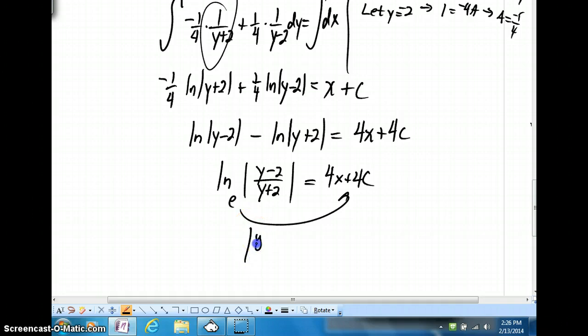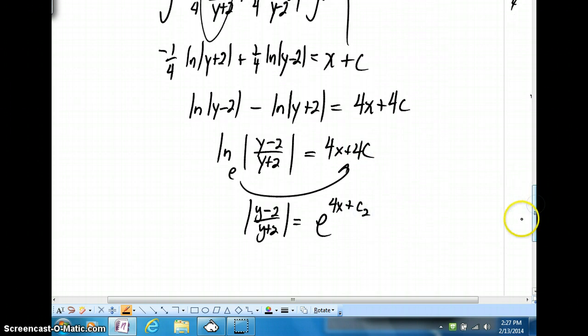And we'd have absolute value of y minus 2 over y plus 2. And this becomes e to the 4x. If you want to call it a second constant, you may. That would be fine. You know, I brought that up before. And then, of course, we could even pull that. Well, tell you what, how about I just write it as 4c and make it a second constant when we pull that out in front.